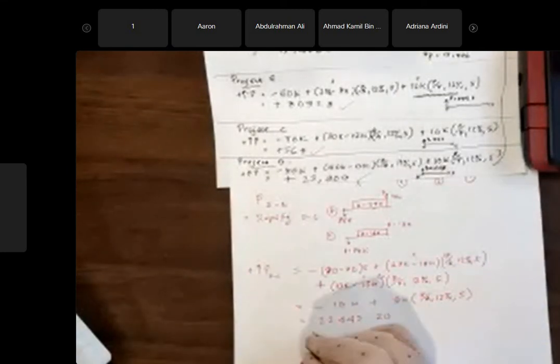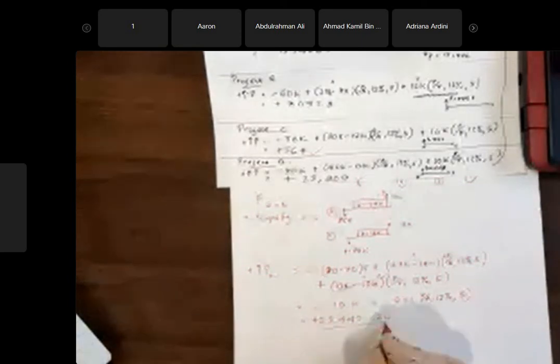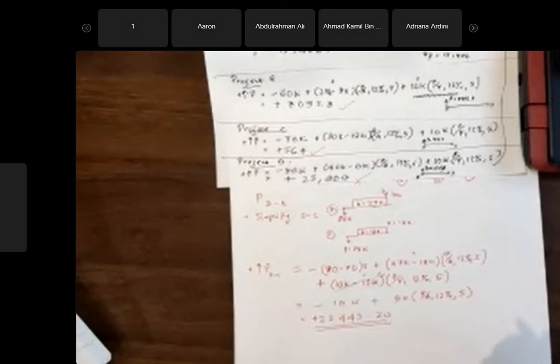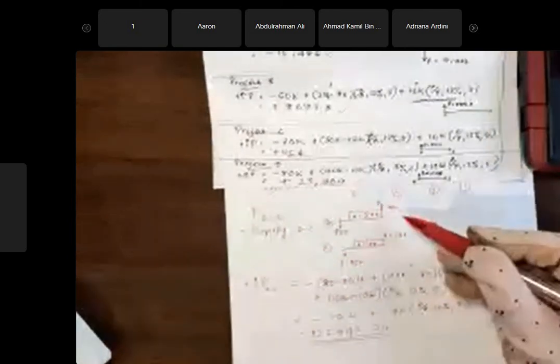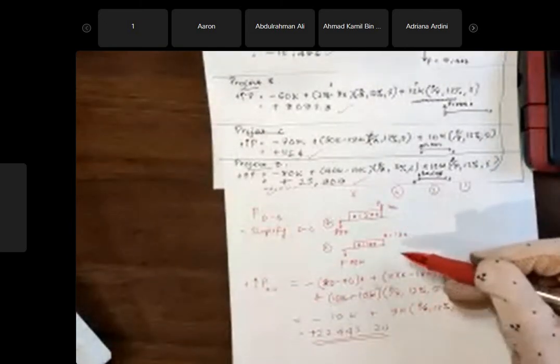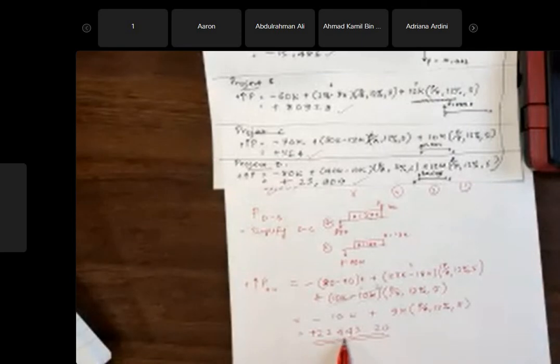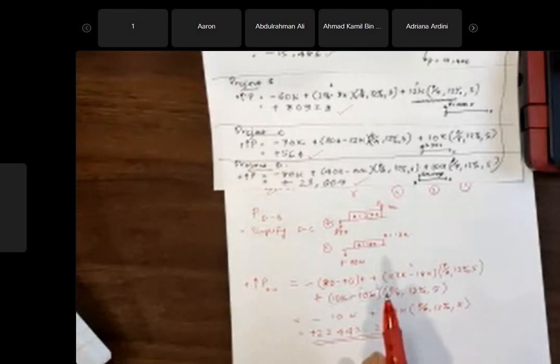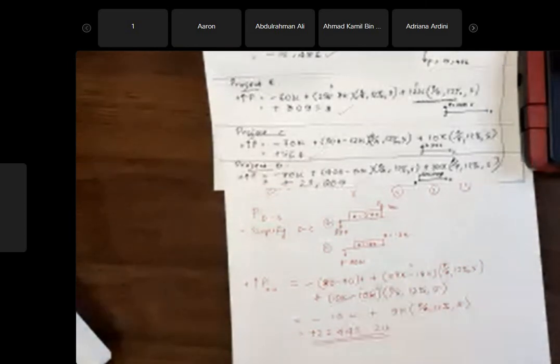Positive. And this D, you compare with C. You compare these D and C, so you get the difference is 22,443. What is the meaning of this? Positive. Which one makes the answer positive?